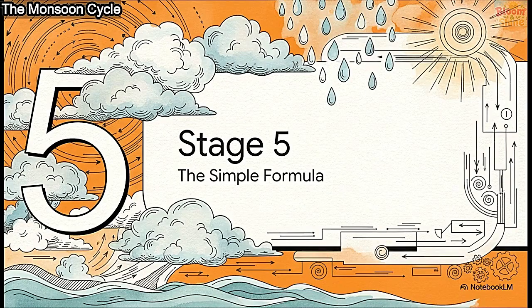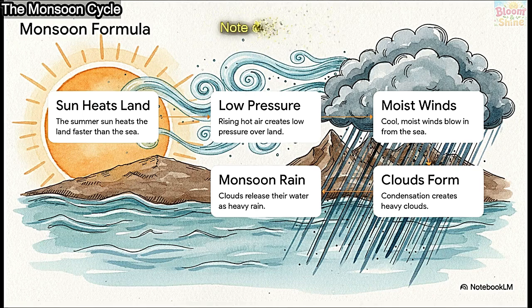Finally, stage 5, the simple formula. To really lock this all in, the overwhelming power of a monsoon distills down into this perfectly structured 5-step formula. Step 1, the summer sun heats the land faster than the sea. Step 2, that rising heat forms a low-pressure void. Step 3, the void pulls in moist ocean winds. Step 4, the terrain forces that air up, causing condensation. And Step 5, those heavy clouds burst into monsoon rain.